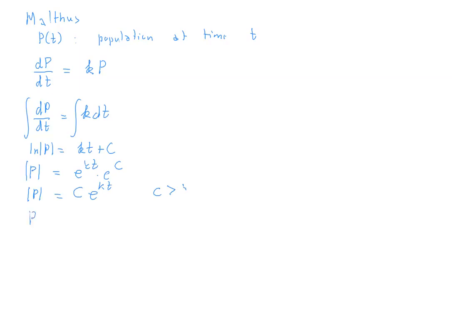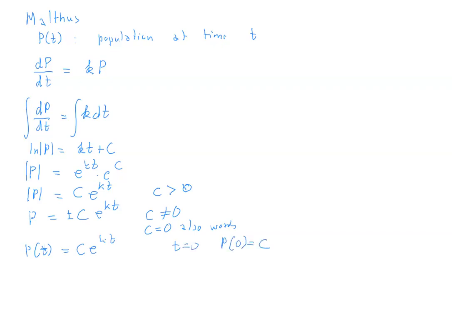And then P is going to be plus or minus c e to the kt. We allow c now to be non-zero, and then we notice that c equals 0 also works. And finally, we come up with this equation. At this point, if you set t equals 0, you will realize that P of 0 is exactly c. So sometimes we like to write this as P of t is equal to P naught, the population at time 0, times e to the kt.